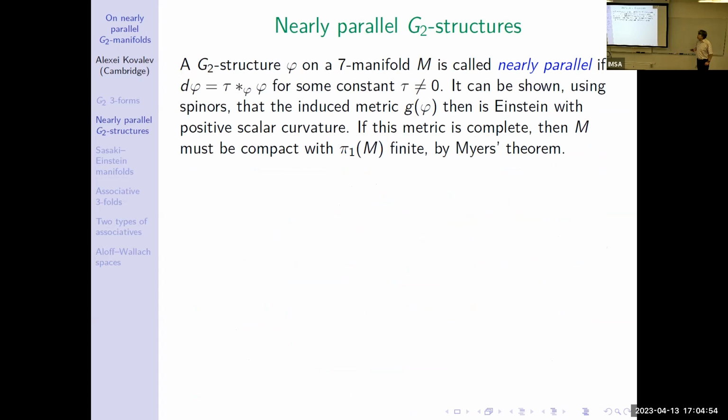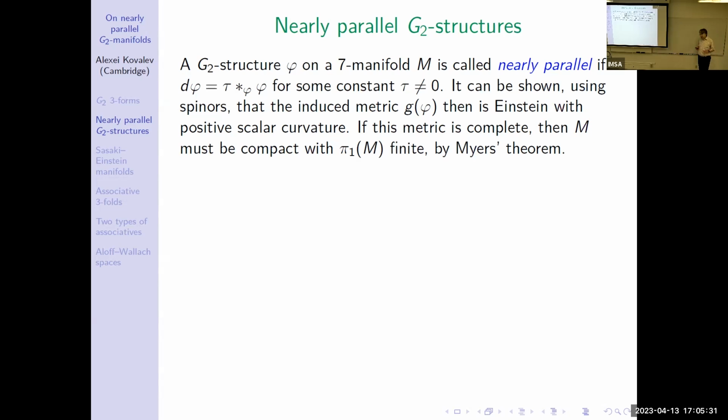So first of all, the definition. I also wrote it in the abstract. We ask that if phi is the three-form, then d phi might be a multiple of the Hodge dual, and we ask that indeed it is a multiple, for some non-zero constant tau. One can use spinor geometry to deduce that then the metric induced by phi will be Einstein. And then Myers' theorem guarantees to us that if the metric is complete, then the manifold actually will have to be compact and will have finite fundamental group.